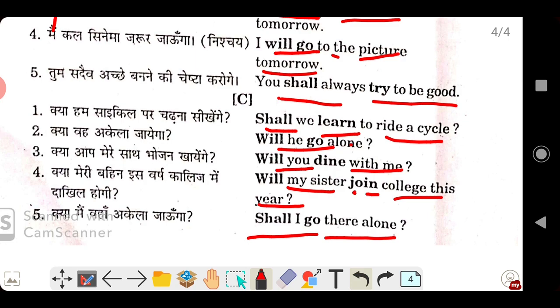Okay, so guys, you will find that it is a very simple tense. You know what I'm talking about? Basically, simple future tense: we just concentrate on subject plus auxiliary verb plus verb first form, then the object comes.